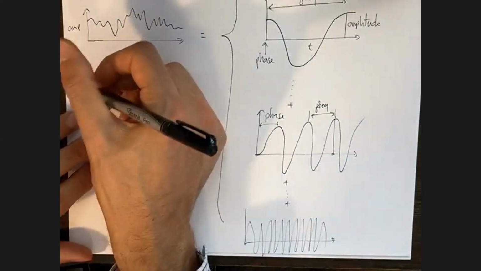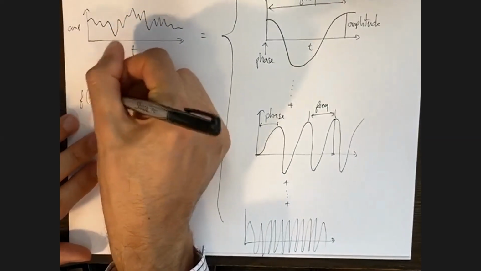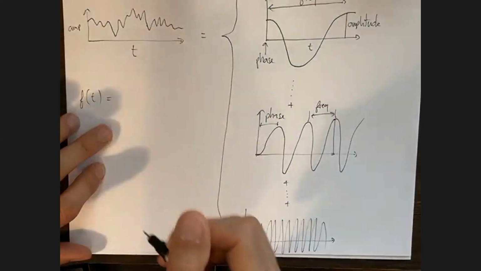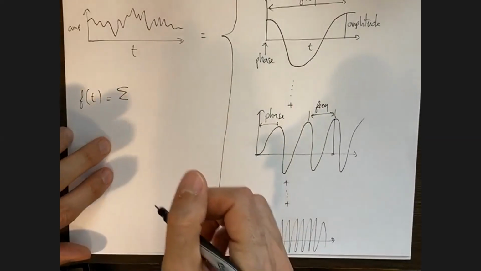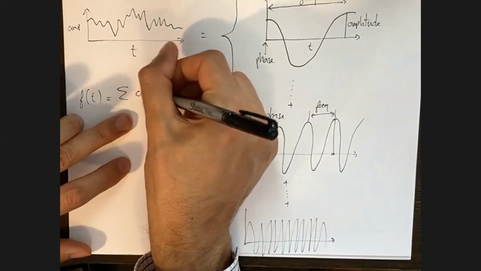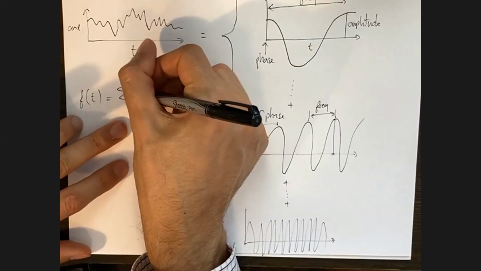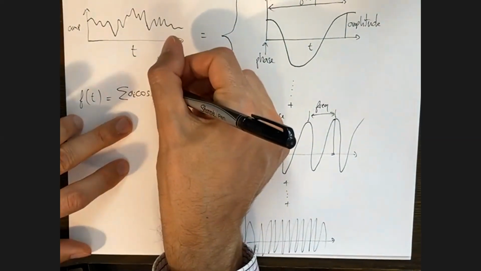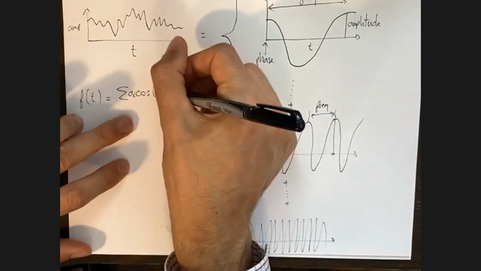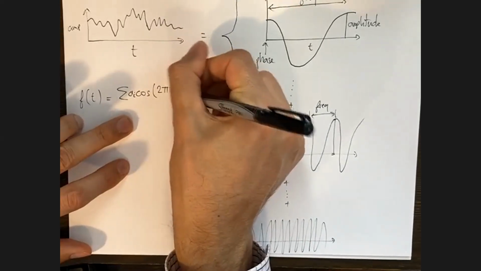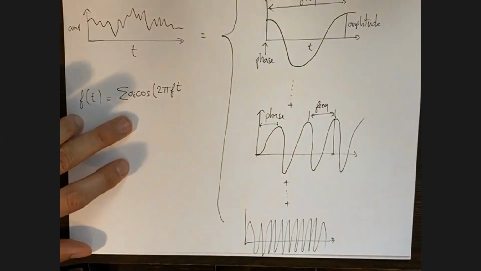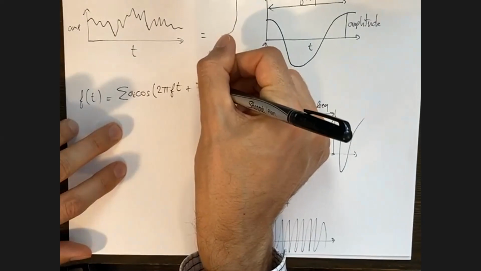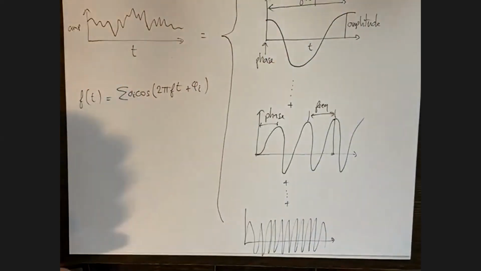I'm not going to demonstrate why this is the case, but mathematically, if I have a signal, f of t is my signal, what I've just told you means that I can write this as a sum of cosine functions, where there's an amplitude term, a_i, the amplitude. Then there's a frequency term, so we write it as 2 pi f t, where f is the frequency and t is the time. And then there's some phase, which I'm going to call phi_i.